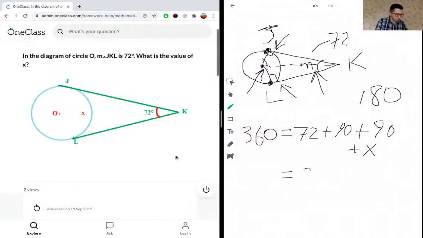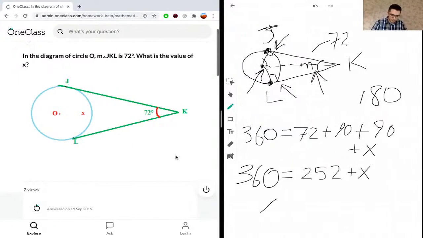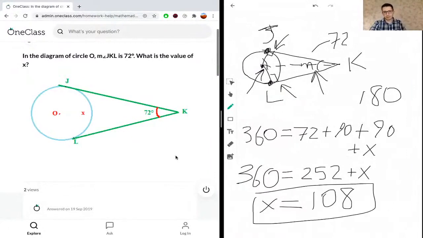So I'll just plug that into our calculator to double check. 72 plus 180. So 252. Yep, that's correct. We have plus X, which will give us 360. So we have X is equal to 360 minus 252. So we subtract 252 from both sides of the equation. And that will give us 108. So this is our final answer. The angle x will equal 108 degrees.